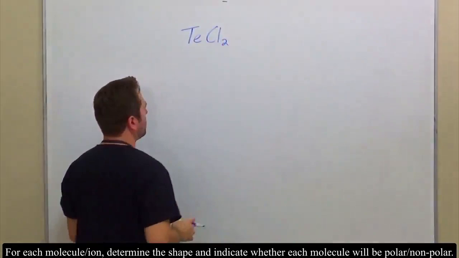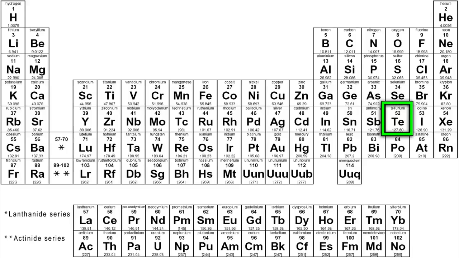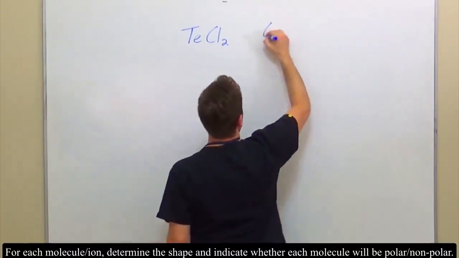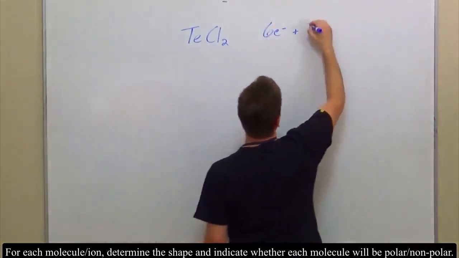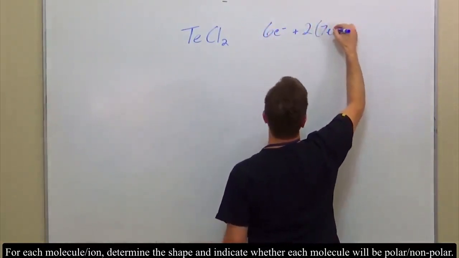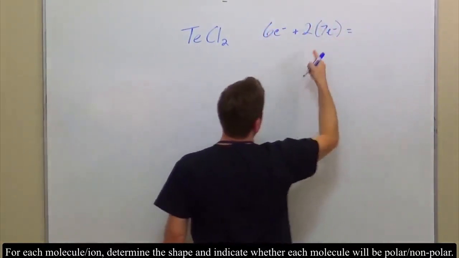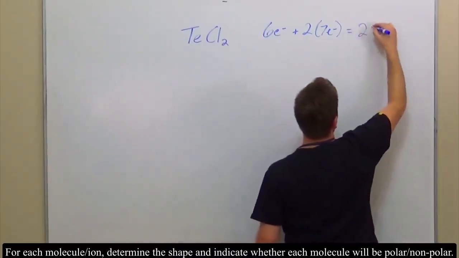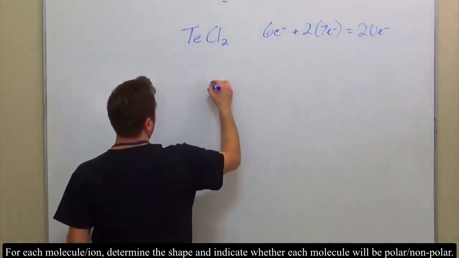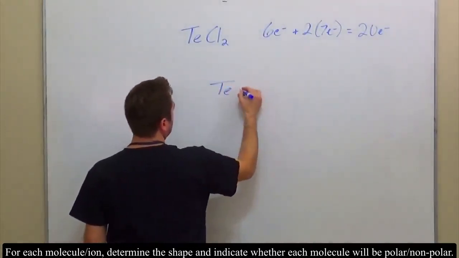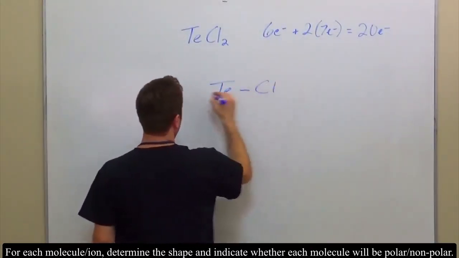All right, find tellurium on the periodic table and tell me what its valence electron number is. You can see it's in the same group as oxygen, so it's got to have 6 valence electrons. We're going to add that to 2 times 7 valence electrons for the chlorine. So 14 and 6 ends up being 20 electrons, okay? Now, the tellurium is going to be our central element, and it's going to be bonded to the 2 chlorines.